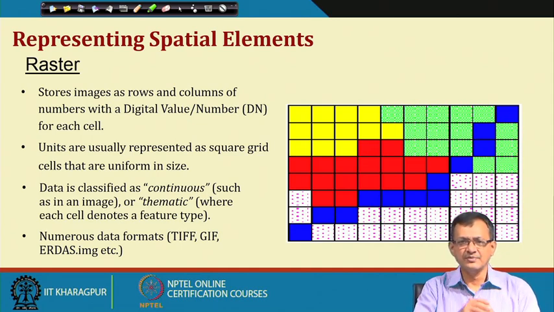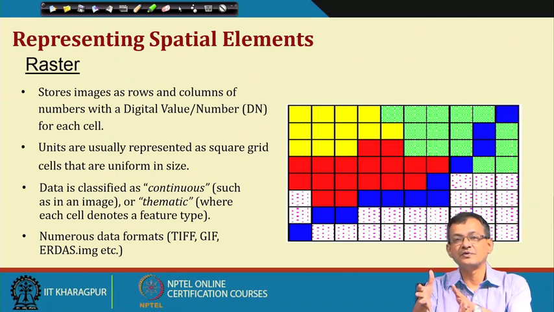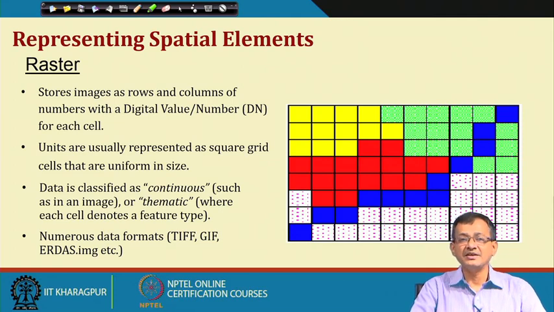It can be a variable grid, not square, rectangle, etc. But as of now, think of a square grid. Data is classified as continuous, that is, a continuous tone of data, such as in an image. When we take a photograph, it is more of a raster, right? It is a continuous tone of data. Even when we take a photograph of a natural image, it is a continuous tone of the data. Or it is sometimes called thematic, where each cell denotes a feature type, right.